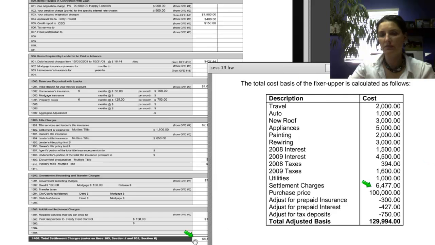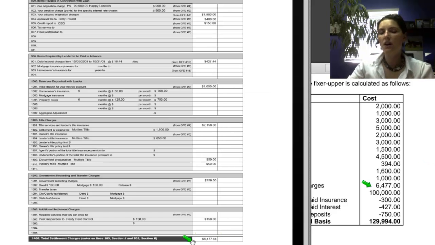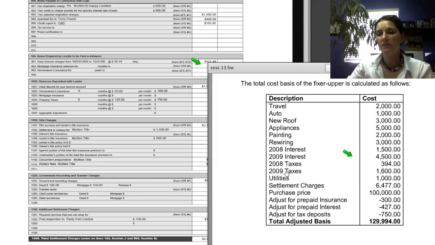So looking at the closing papers, you can see we did add to basis the $6,477.44 total. There is a match between these two numbers. But as I showed you, not all of the numbers that make up the $6,477.44 are amounts that add to basis. The first of which is the mortgage interest. We've already included that in this line right here for 2008 interest paid, so we can't double it up again. So we've taken that $427 on the closing papers and subtracted it out.